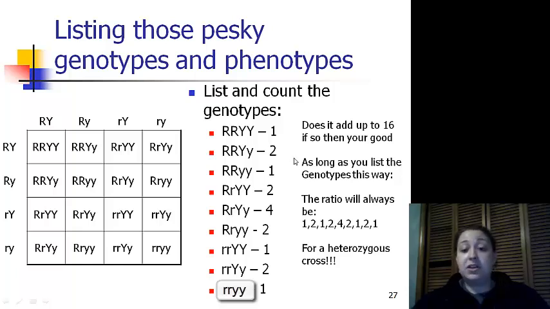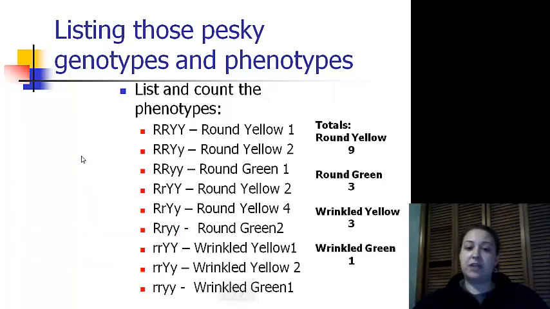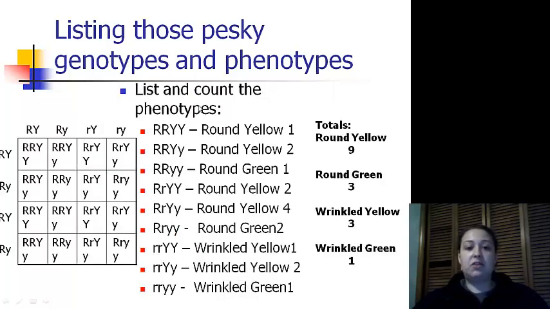Now, you need to make sure that all these numbers add up to 16, because there's 16 boxes. If it doesn't, then you've either left out one or you've added one too many, so you need to go back and check. For the phenotypes, you take all the genotypes and tell me what they mean, and then you have to give a total.